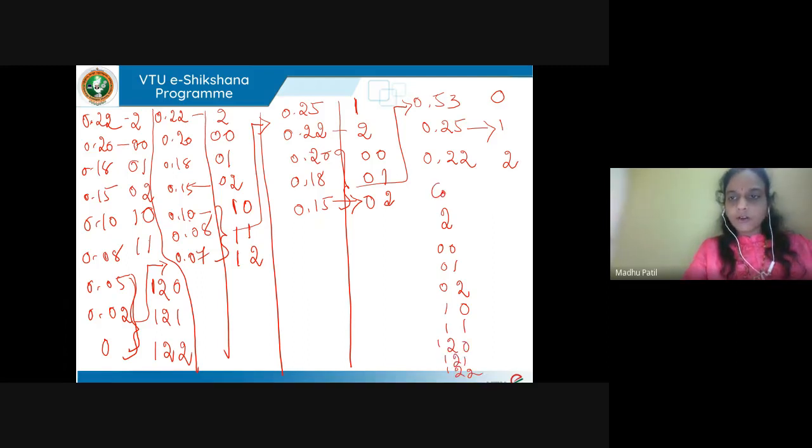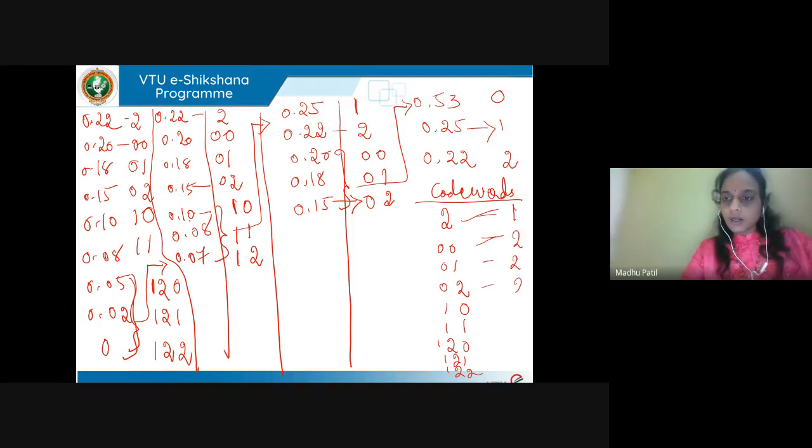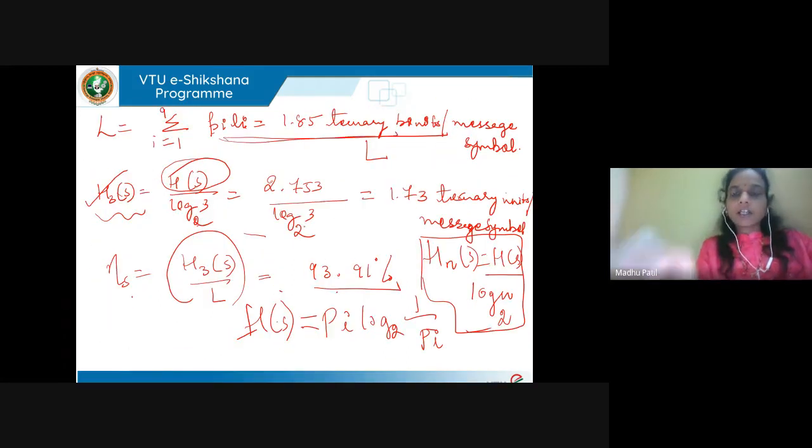So these are your final code words. And then you find the average length using these code words. This length is 1, 2, this is 2, this is 1, this is 2, this is 2, this is 2, this is 2, this is 2. These three are having 3. With these probabilities, you multiply the length. So the sum of PI into LI gives you the average length.